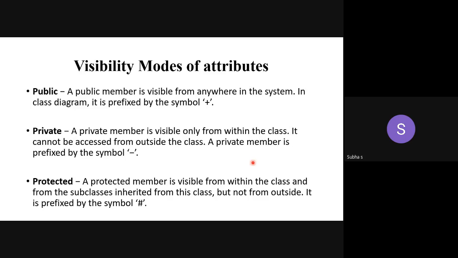Yes. So these are the three visibility modes: public mode, private mode, and then protected. All these three we saw in OOPS concepts in Java also. So public, private, and then protected. Protected is mainly used for inheritance. You are all familiar with that. So in UML also you can mention.